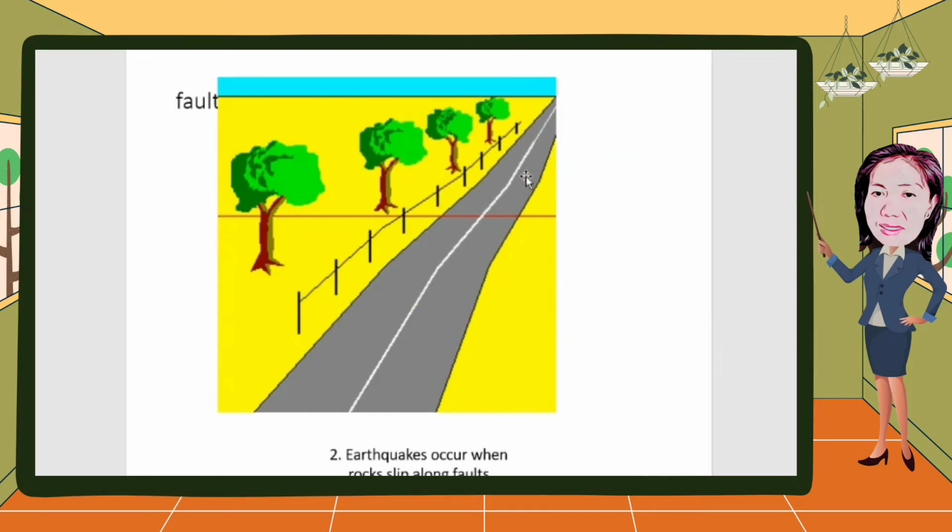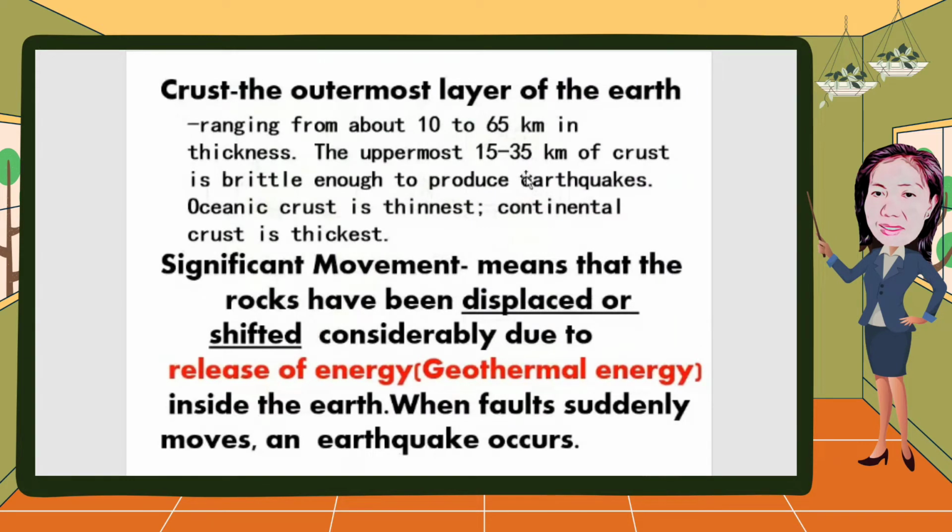So this is what we call a significant movement. When we say significant movement, it means that the rocks have been displaced or shifted. This is due to the release of energy or geothermal energy inside the Earth.